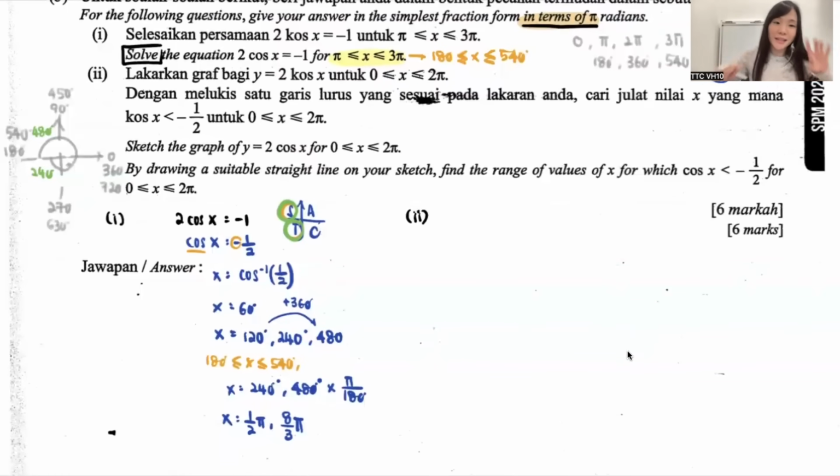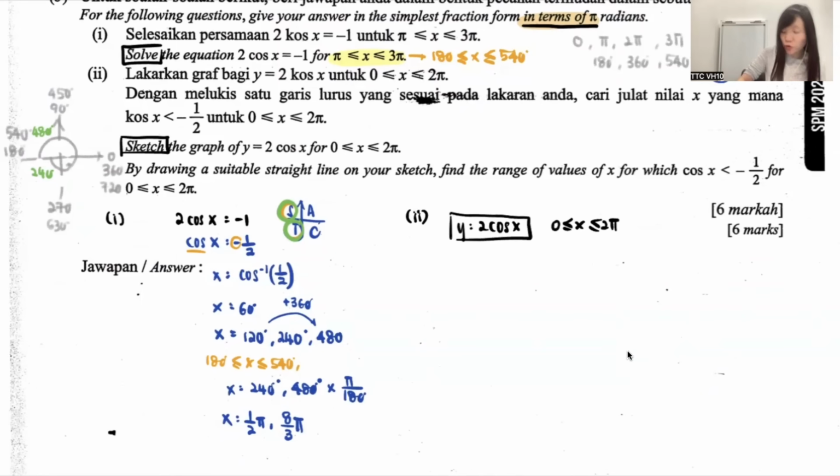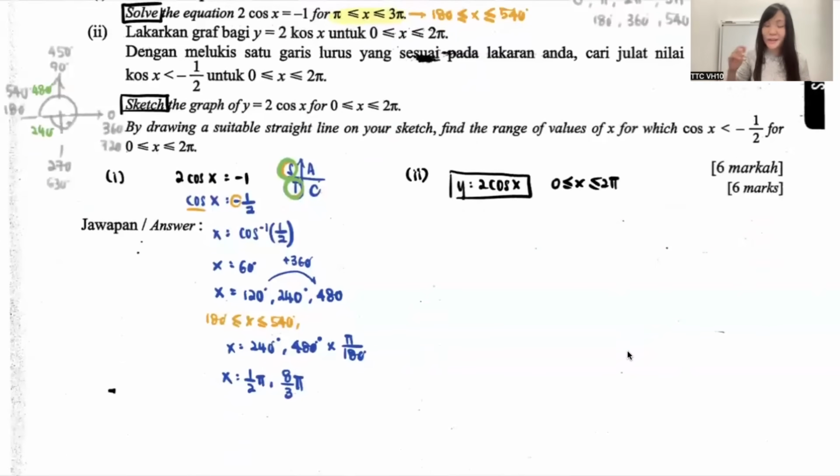Okay, the second part, they say sketch. Okay, my dear, draw the graph, sketch. Sketch the graph for y equals 2 cos x from 0 until 2 pi. So sketch this, sketch no need to use graph paper, draw need to use graph paper, okay? They say by drawing a suitable straight line on your sketch, find the range. Okay, that one later lah. We do one by one, okay? We don't scare ourselves first, okay?